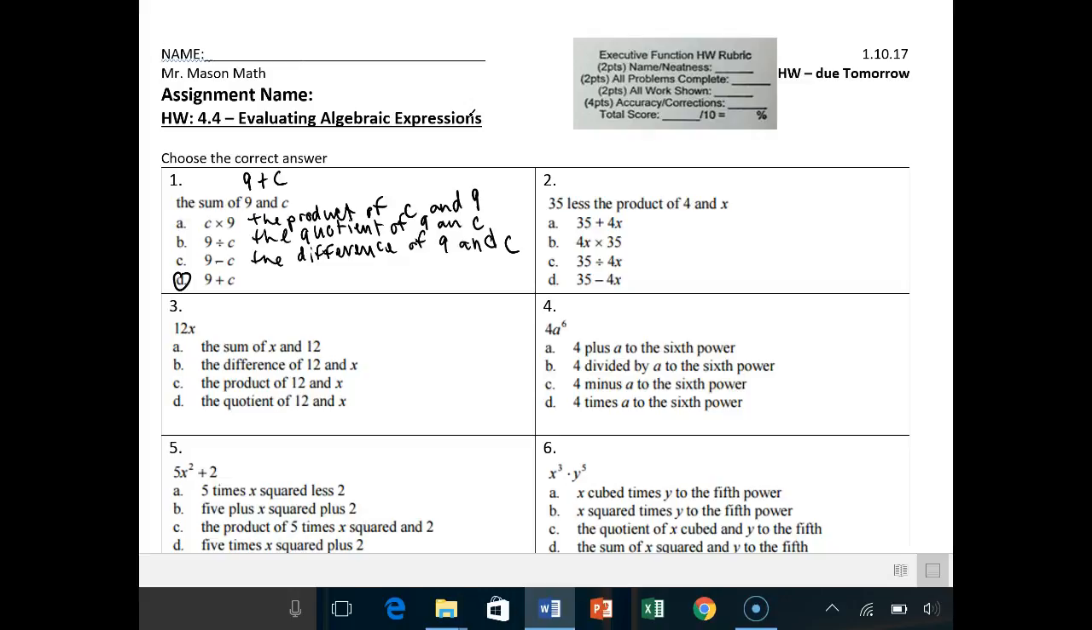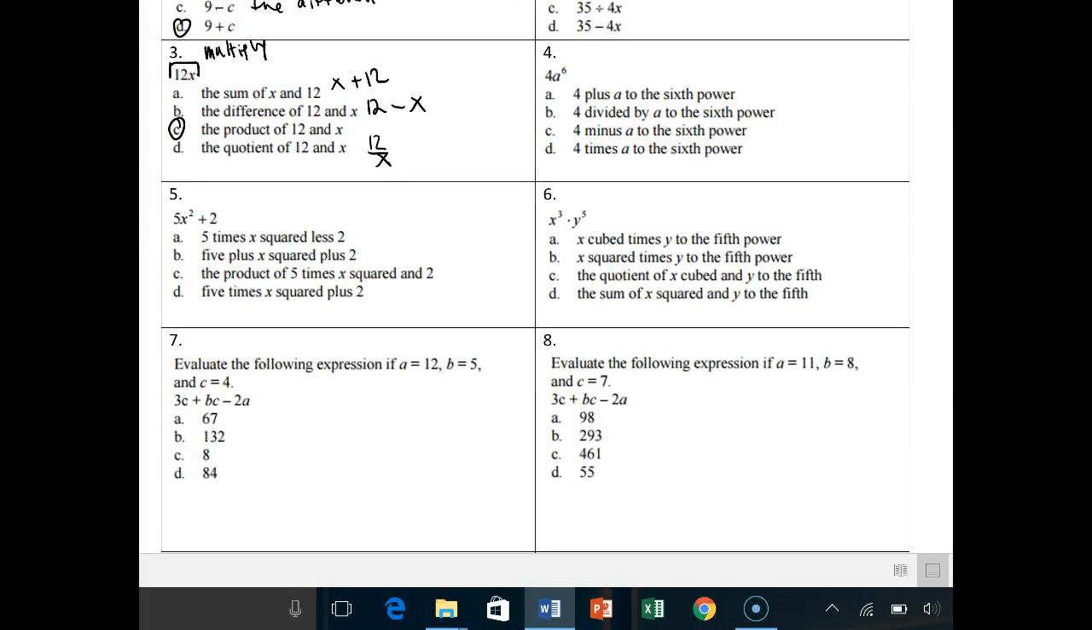Number 3, 12x. Remember, this means when a number or a coefficient is next to a variable, it means multiply. So we're looking for the one that has multiplication. That's this. The quotient of 12 and x would be 12 over x. The difference of 12 and x would be 12 minus x. And the sum of x and 12 would obviously be x plus 12. Right. Number 5, 5x squared plus 2.